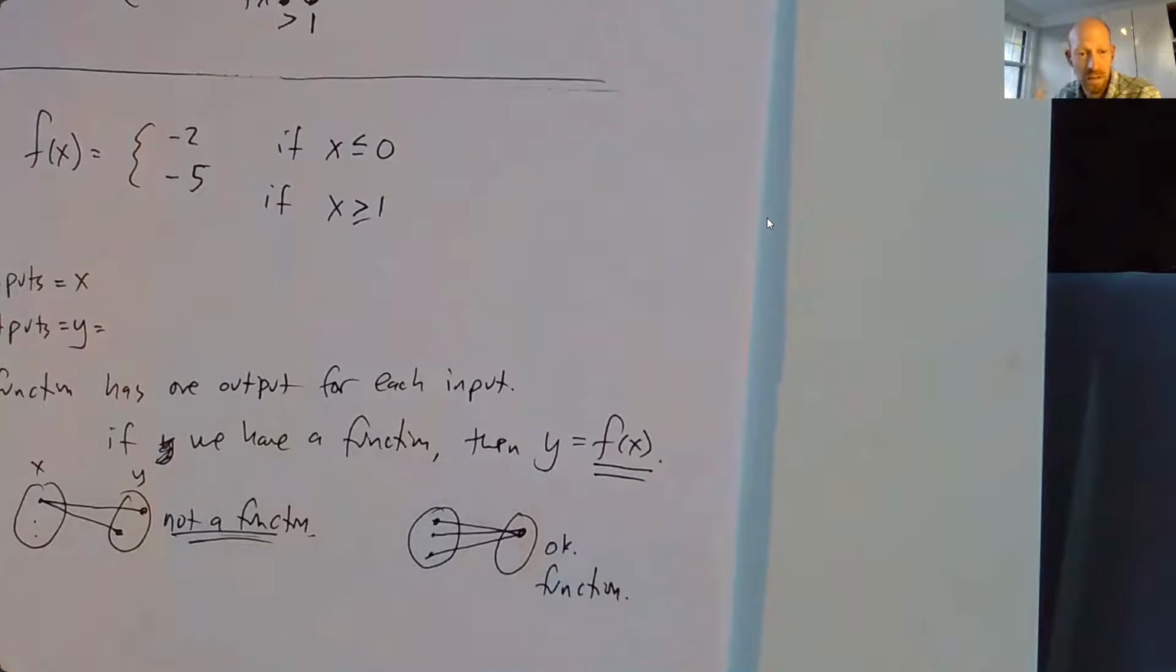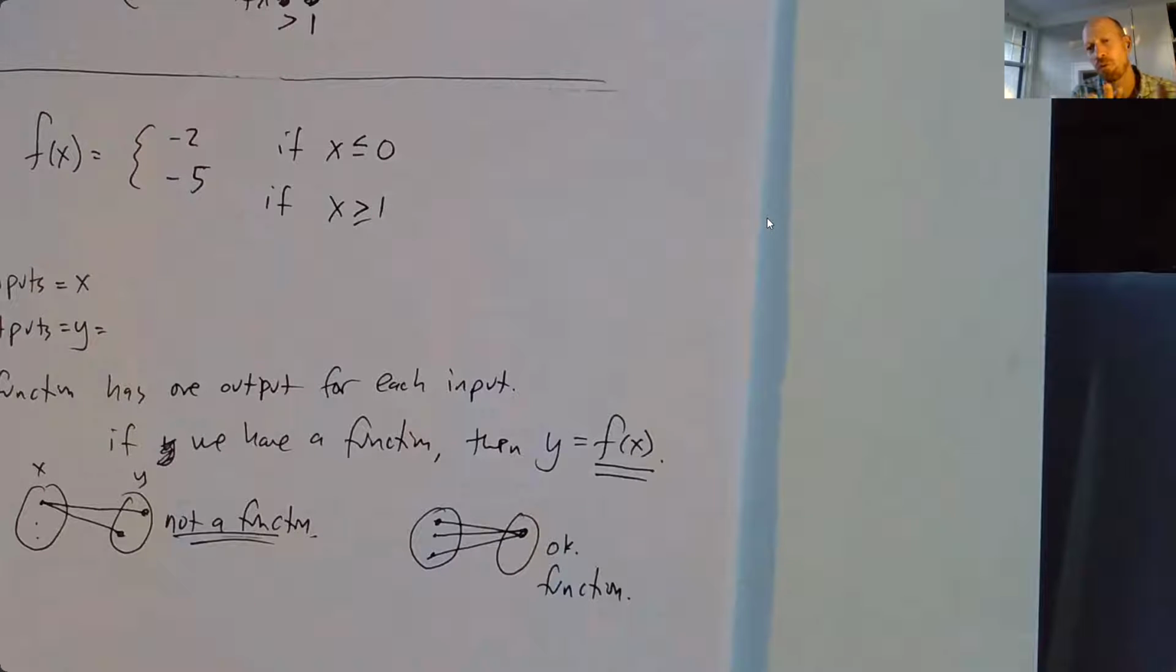I have a question. You said that an x cannot go to y 2 times, but a y can come from x 3 times, right? Yeah, a single y can come from multiple x's.